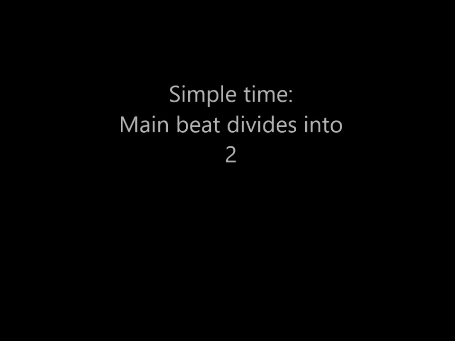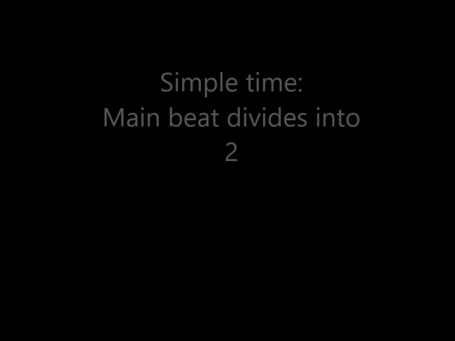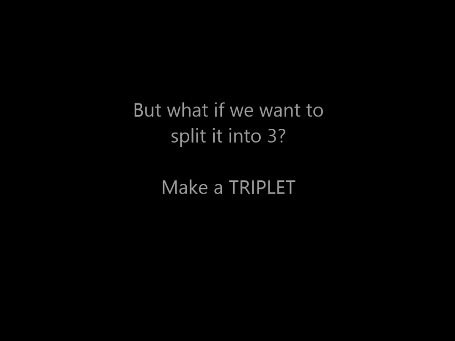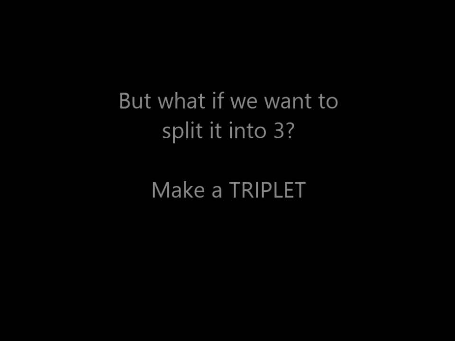So we now know that in simple time, the main beat is always divided into 2. But sometimes we might want to divide the main beat up into 3 from time to time, and we can do this with a triplet.